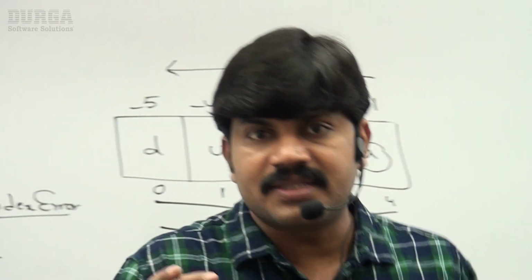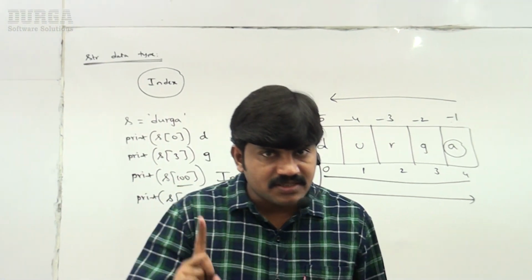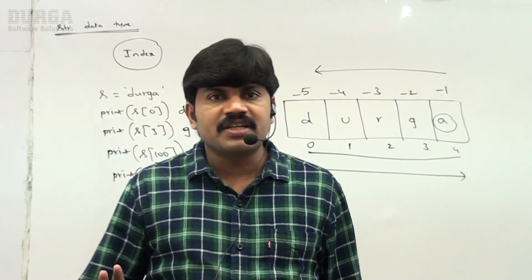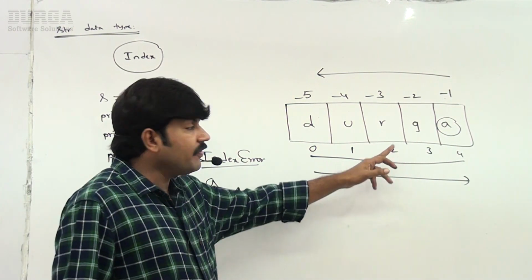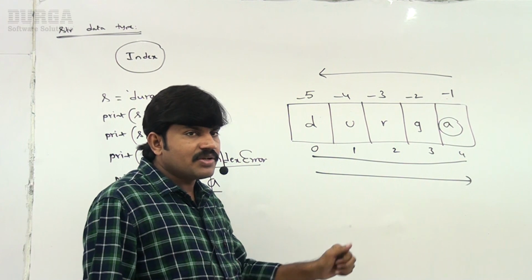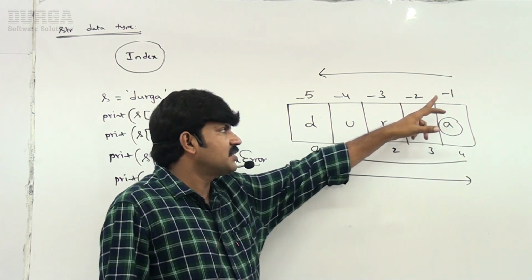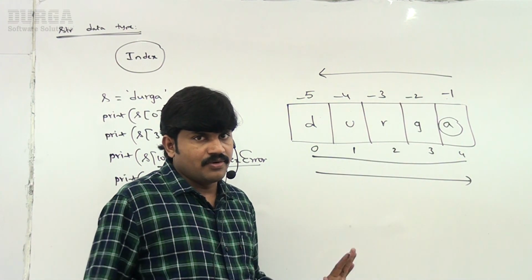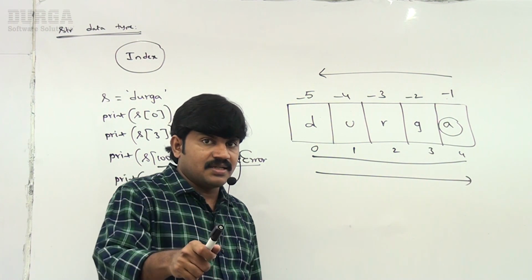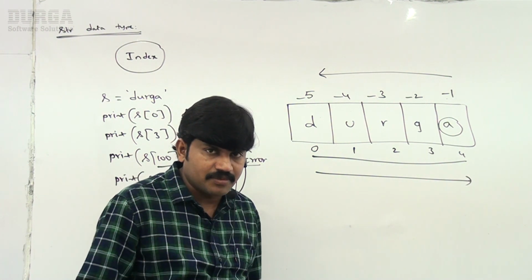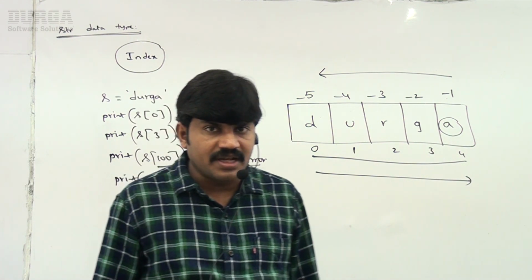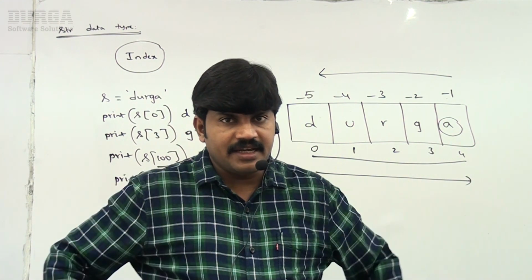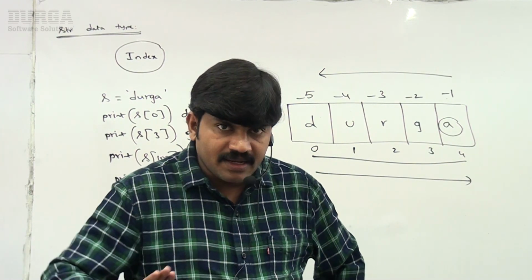So this is about the index story. Python provides support for both the positive index and negative index. Positive index means from left to right, negative index means right to left. Positive index starts from 0, negative index starts from minus 1. If you are trying to access a character of the string by using an out of range index, then immediately we are going to get index error. Any doubt about this index? Clear for all of you, right?